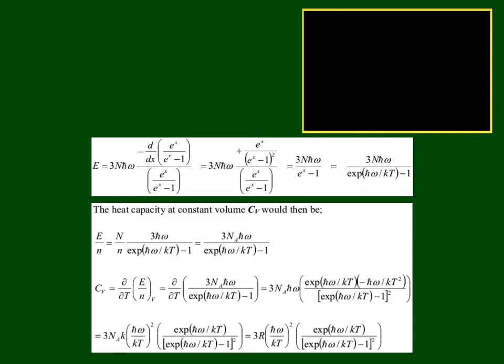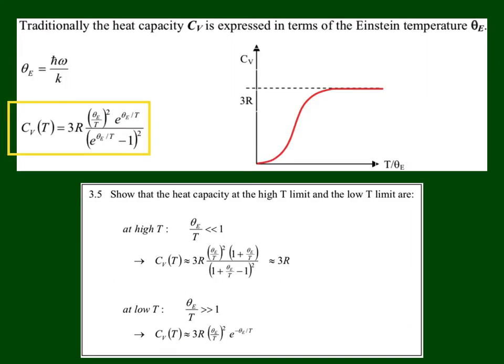The heat capacity is expressed in terms of the Einstein temperature, h bar omega over k equals theta sub E. We now see here two extremes of the heat capacity. At high temperature, the heat capacity is equal to 3R, or 25 joule per mole Kelvin, and at low temperature, it approaches 0.